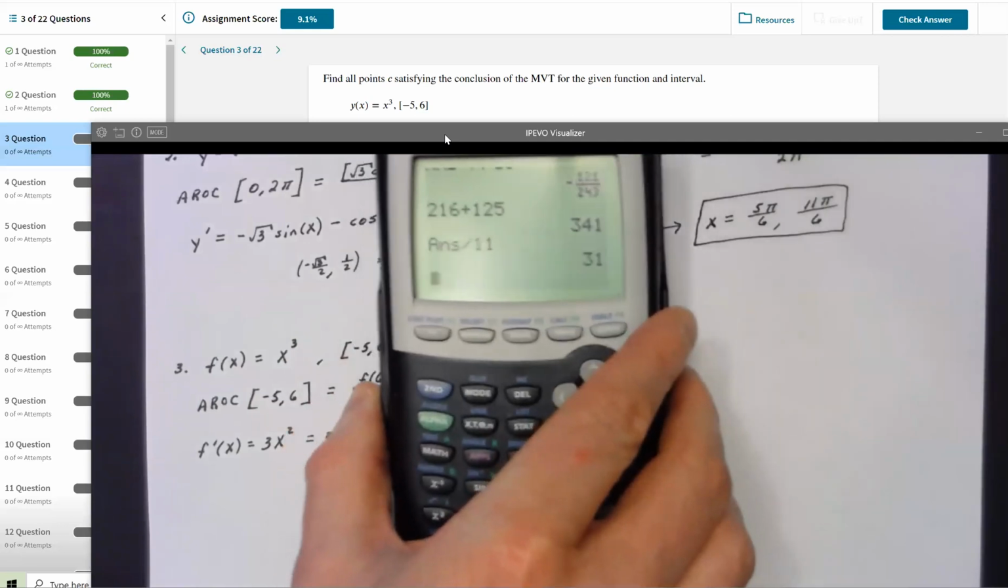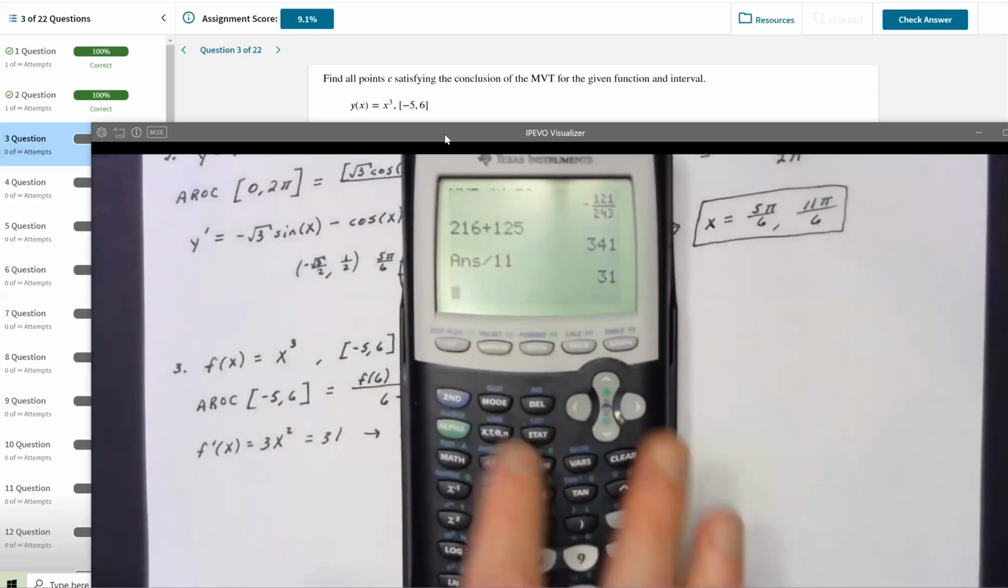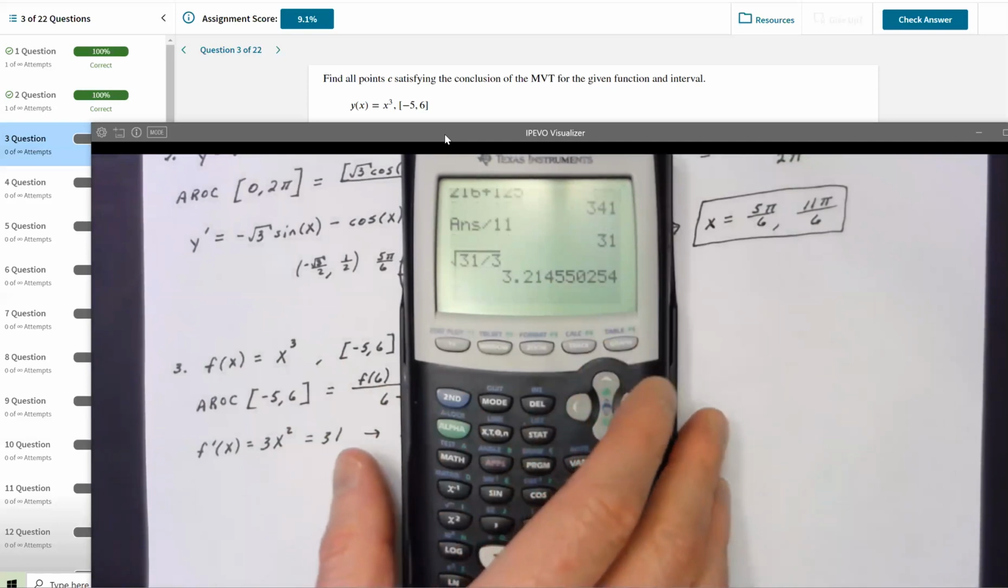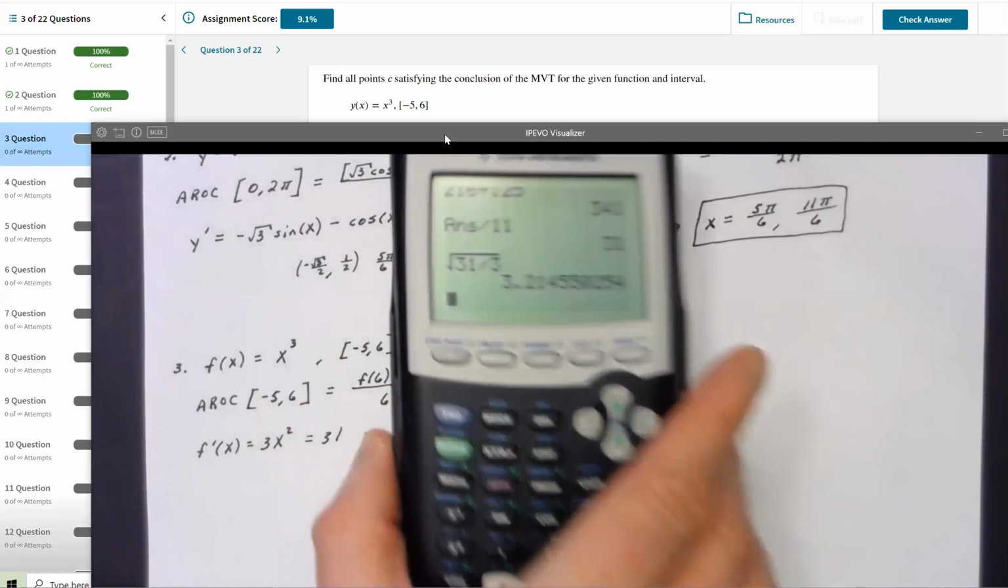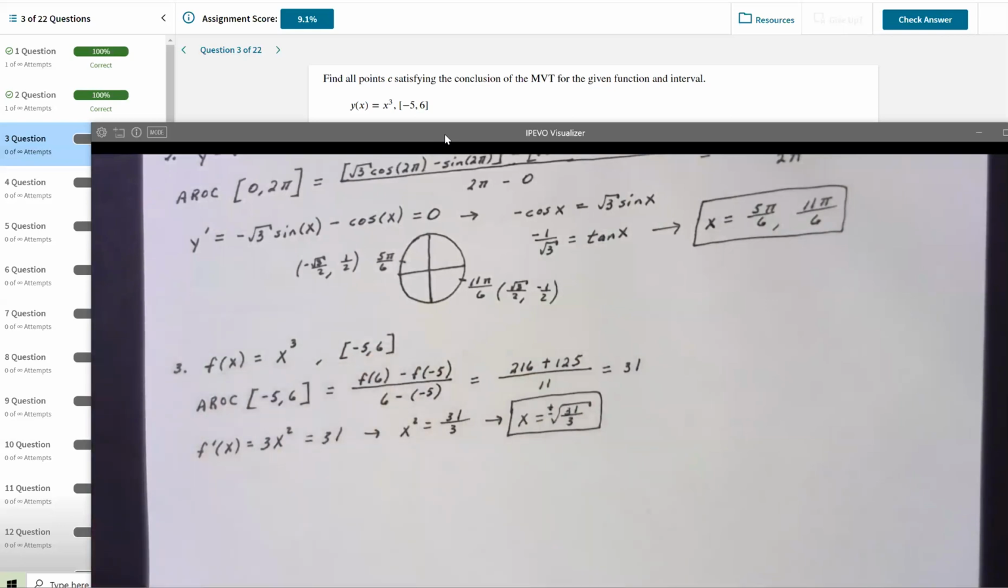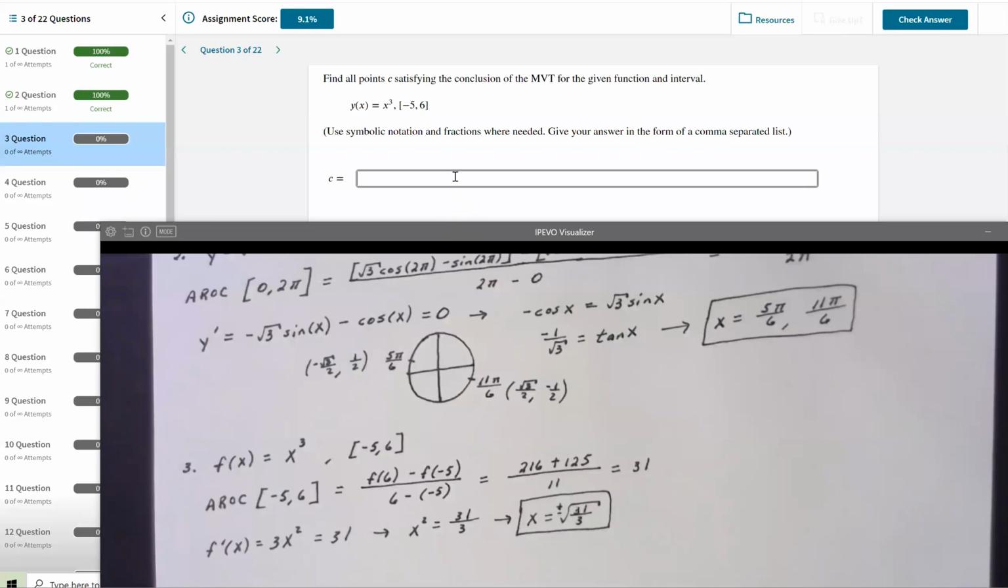Either one is going to satisfy the relationship, because notice the square root of 31 over 3 is going to give me like 3.215. So it'd be a positive or negative 3.215. Both of those numbers are within our region. Now in this problem, it wanted exact forms. The way you know it wanted exact forms is it didn't say anything about rounding to 3 decimal places. So it'll want the negative square root of 31 over 3 and the positive square root of 31 over 3.